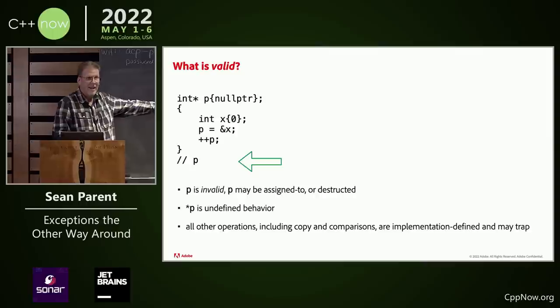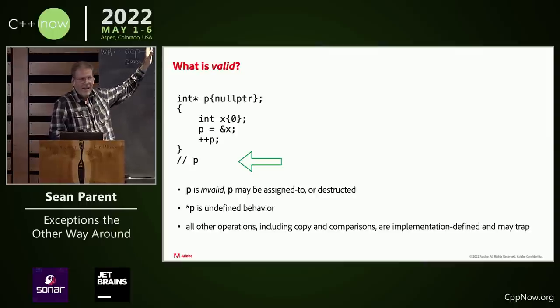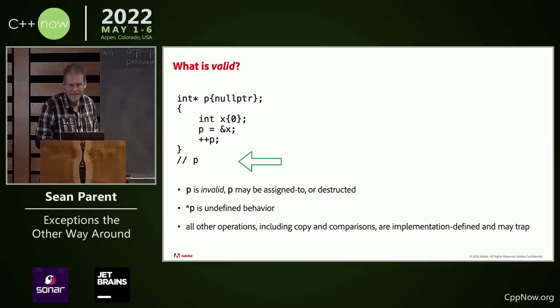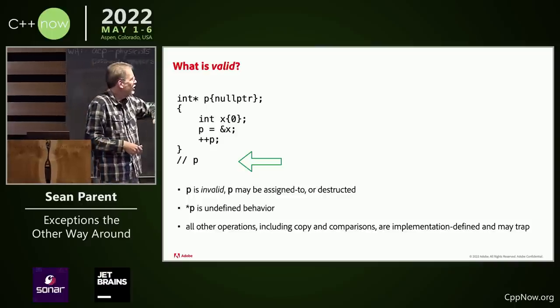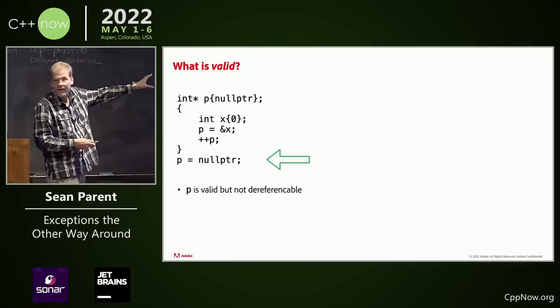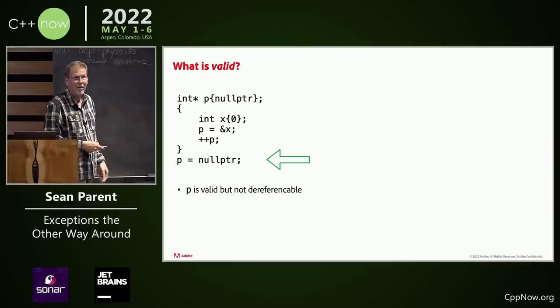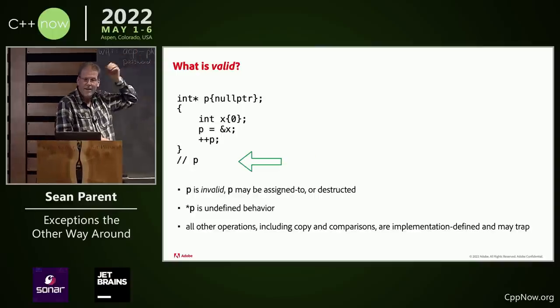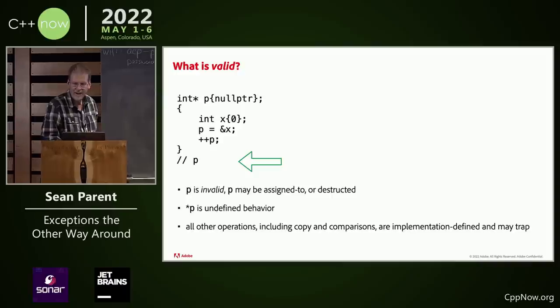No invariants are violated here. It doesn't mean our code is incorrect to say that P is invalid, okay? It doesn't mean that there are no valid operations on P, right? I can do this, P equals null pointer. I can assign to it. I can let it fall out of scope and destruct, okay?